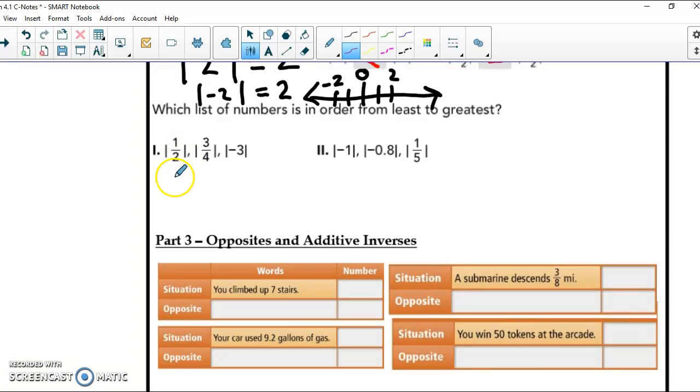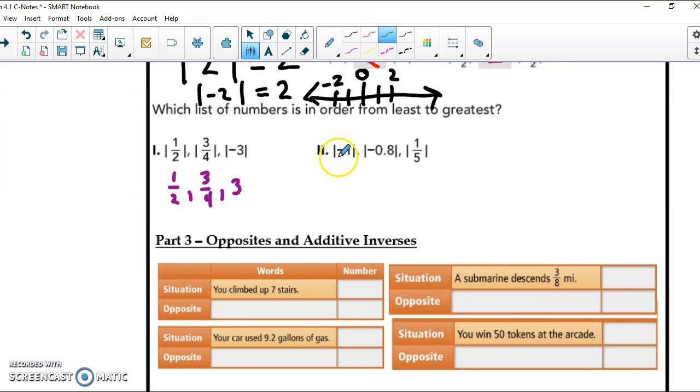So the absolute value of 1/2 is 1/2 because it's a distance of 1/2 from 0 on a number line. The absolute value of 3/4 is 3/4, and the absolute value of -3 is 3 because it's 3 units from 0 on a number line. So for my least value, 1/2 would be my very smallest, 3/4 being a little bit bigger than 1/2, but both of these fractional values certainly smaller than 3. So these are actually already in the right order. I'll separate them with commas and I'm good to go.